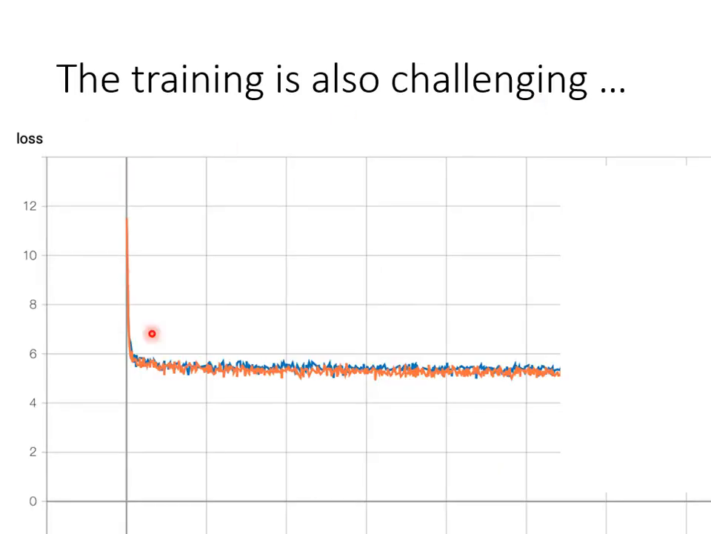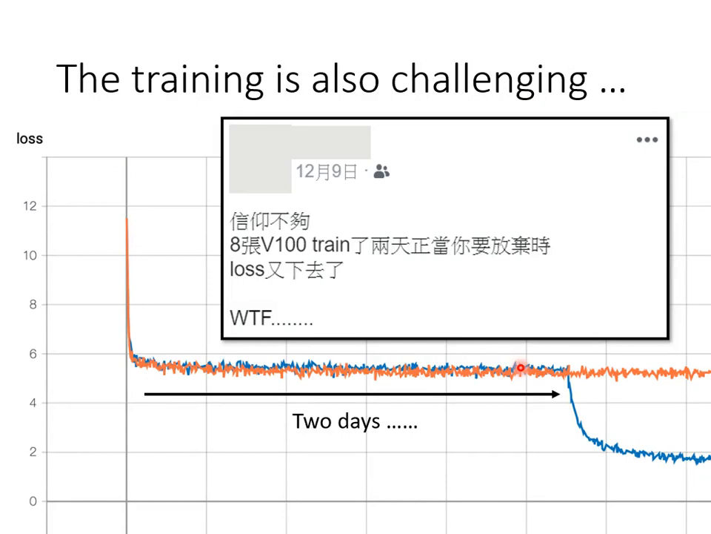This was the graph of loss. After training for 2 days, nothing happened. The loss couldn't even decrease. Just when we were about to give up, the loss suddenly fell. It took 8 V100s to train. We also didn't have 8 V100s in our lab. It was run from a machine at NCHC, National Center for High Performance Computing. After training for 2 days, the loss didn't fall. It seemed to fail. When we were about to give up, the loss dropped. Okay, this is a Facebook post from a certain student.